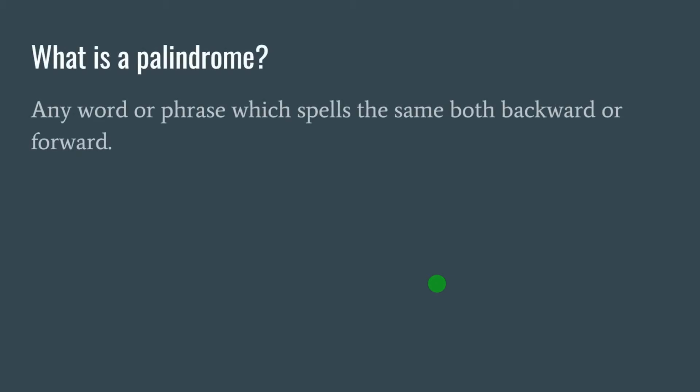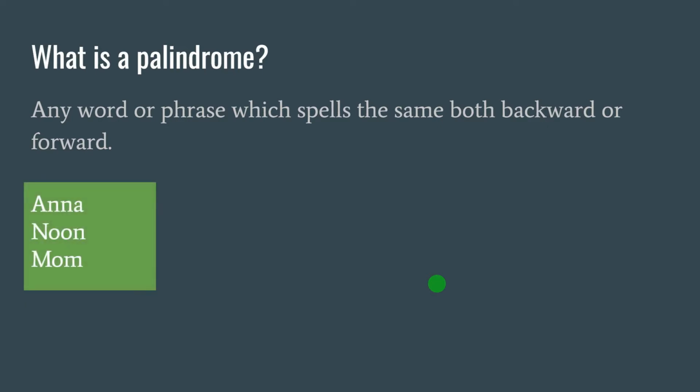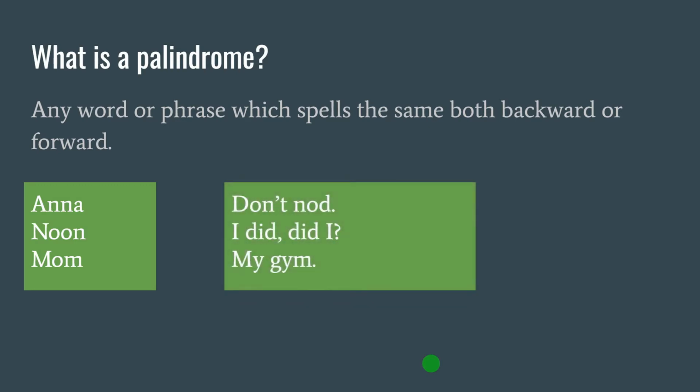Any word or phrase which spells the same both backward and forward is a palindrome. So let me give you some examples. Words like Anna, noon and mom spell the same both forward and backward. So phrases like "don't nod", "I did I", "my gym", they all spell the same, both backward and forward.